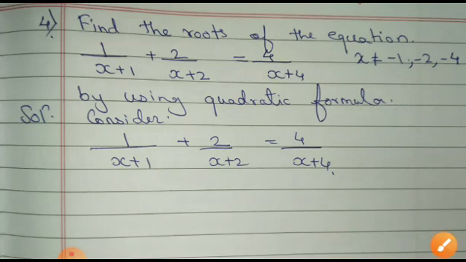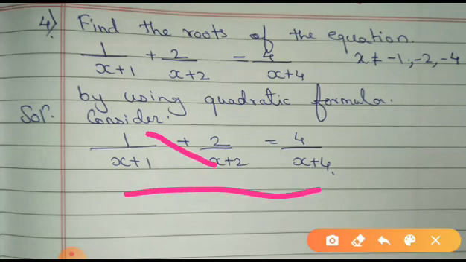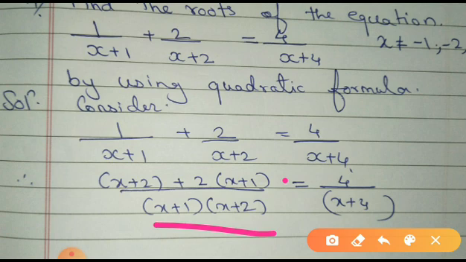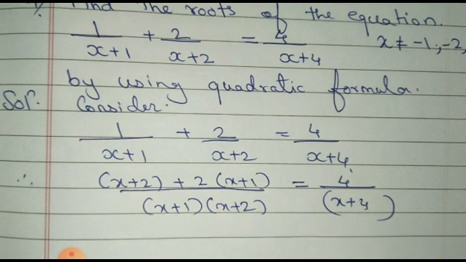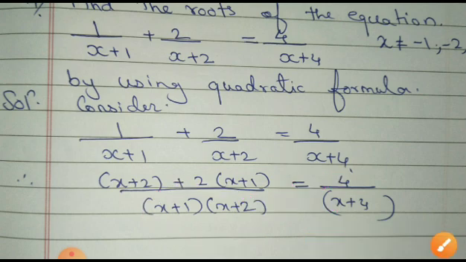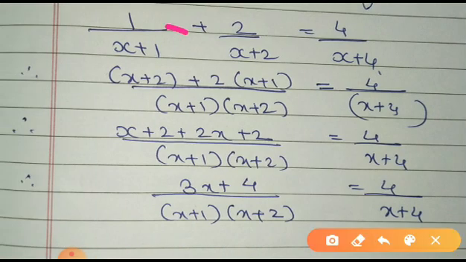Now what I'll be doing is this into this. So I'll be getting x plus 2 into 1 plus 2 into x plus 1 in the numerator, and the denominator I'll be having as x plus 1 into x plus 2. That is equal to 4 by x plus 4. Simplify your numerator, and then I can take this to this side and multiply x plus 4 to the other side. First simplify it and then we can do that. So I have first cross multiplied here and I'll get this as the answer. This is the simplification.